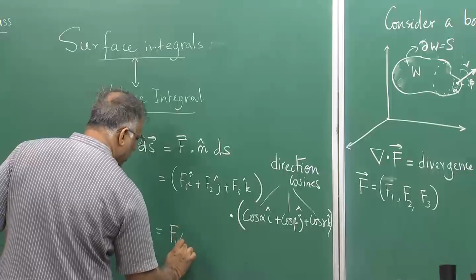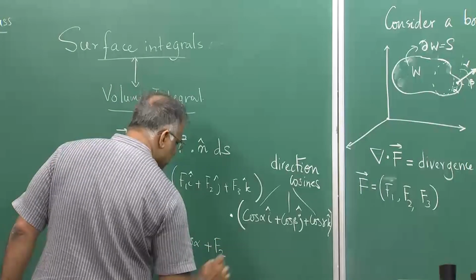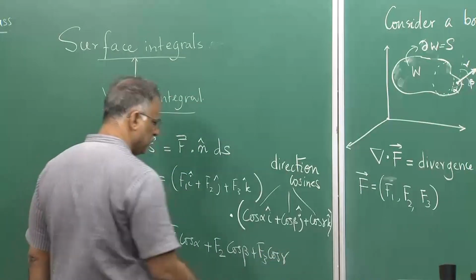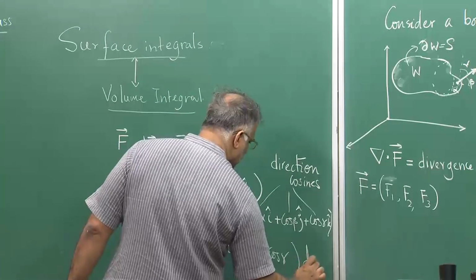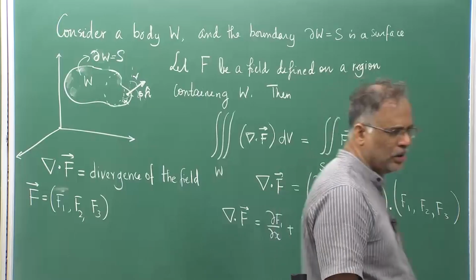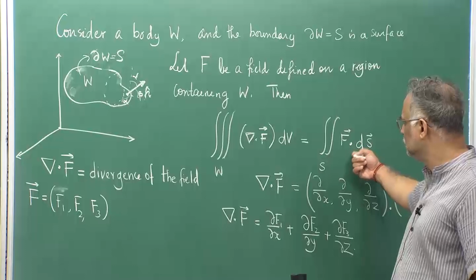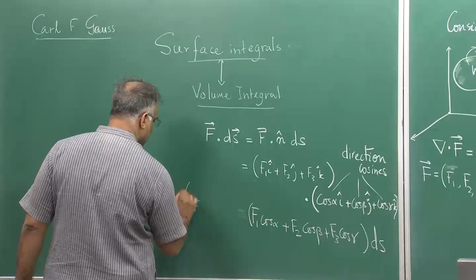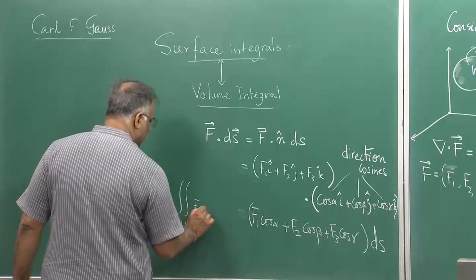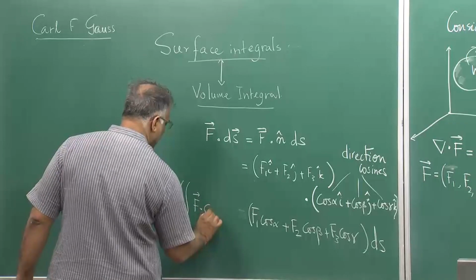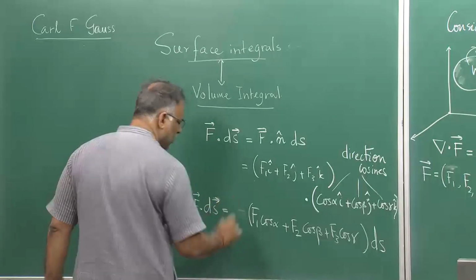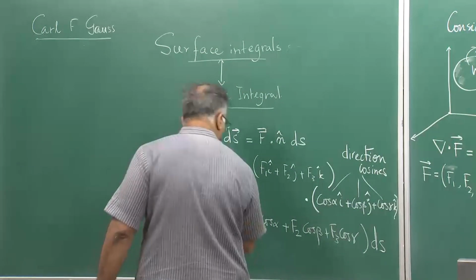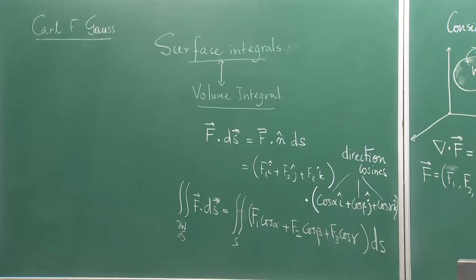That will give you f1 cos alpha plus f2 cos beta plus f3 cos gamma, into ds. That is another way of writing this vector. So, the double integral over del W, which is S, of f dot ds is the same story; you can have this alternative form of writing also. Now, let us look at some examples.